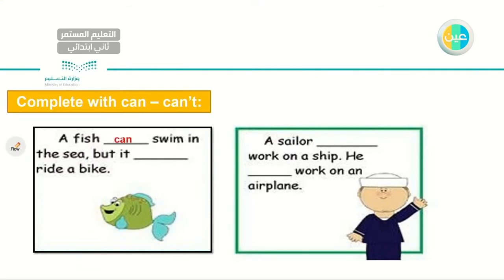That's right, a fish can swim in the sea. Very good, can swim in the sea, but it cannot ride a bike. It cannot ride a bike. Very good. Let's go to the next picture.